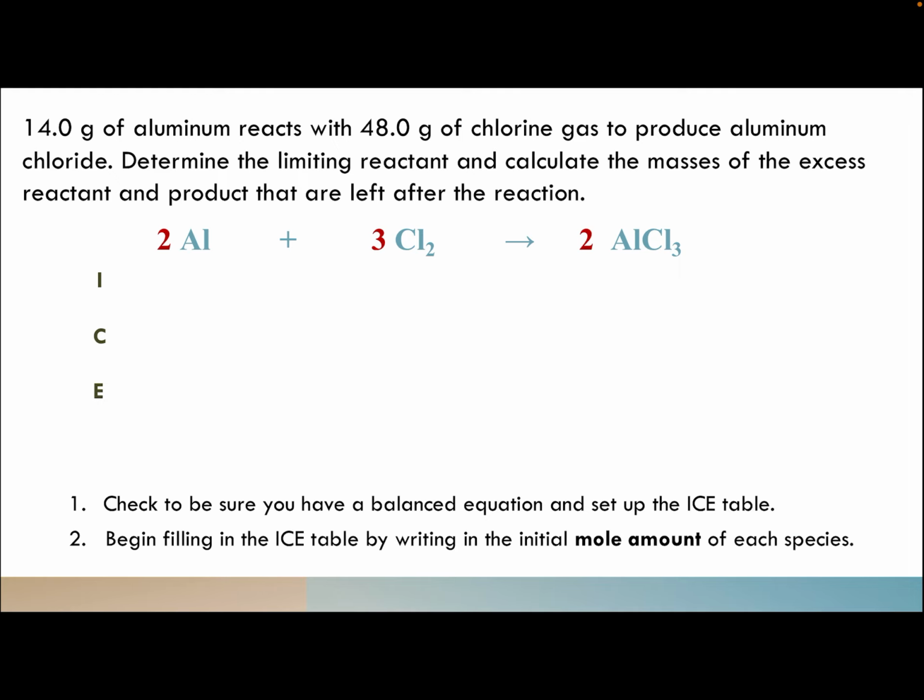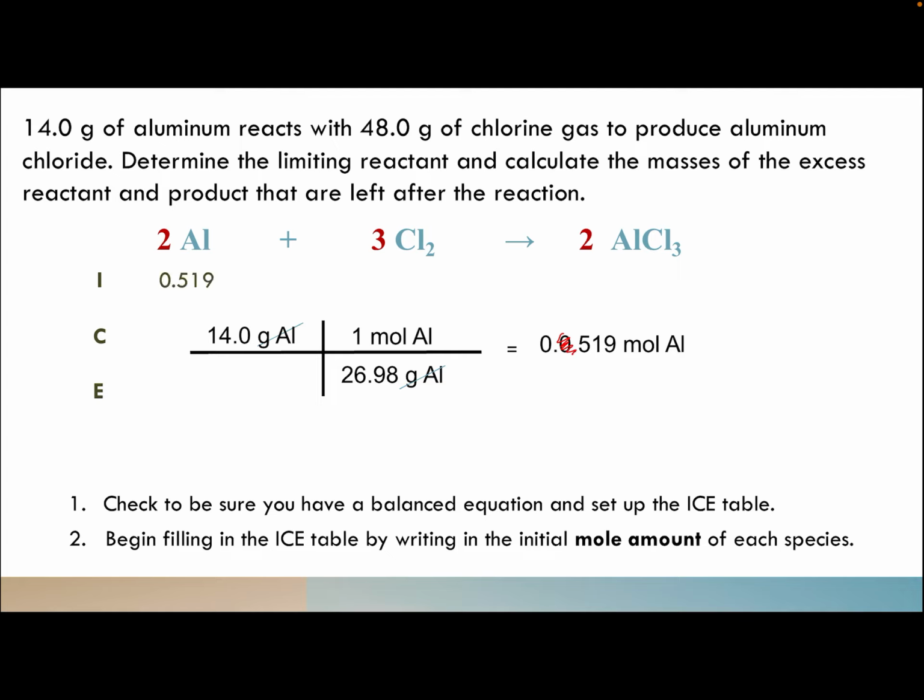On to the next step. Begin filling in the ice table by writing in the initial mole amount of each species. So again, you don't have moles right now, you have grams. So our first step needs to be to convert our grams into moles. We have 14 grams of aluminum, and we'll make a quick train track and convert our 14 grams of aluminum using the molar mass into moles of aluminum. So that gets us 0.519 moles of aluminum. So that goes there. Then we'll do the exact same thing with our chlorine: we'll take our 48 grams of chlorine, use our molar mass of chlorine, and convert that into moles of chlorine.